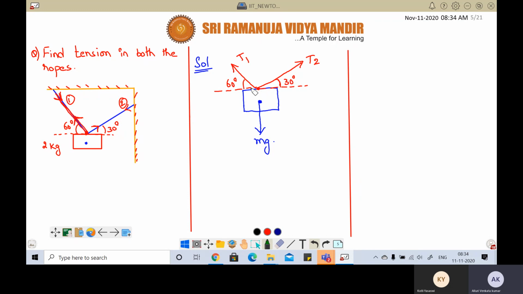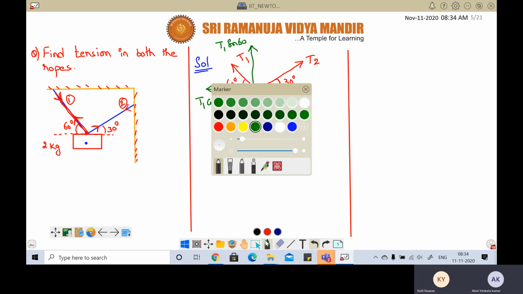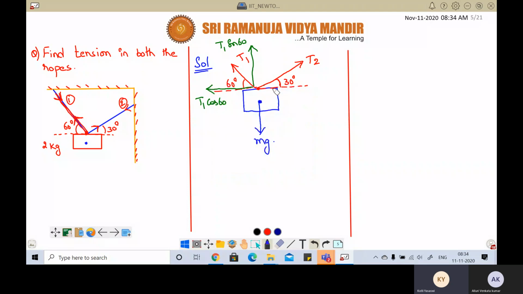What are the components of this one? T1 cos 60 and T1 sin 60. Same way, what are the components of the other? T2 cos 30 and T2 sin 30. So if you draw only those four components, the free body diagram of the 2 kg block.